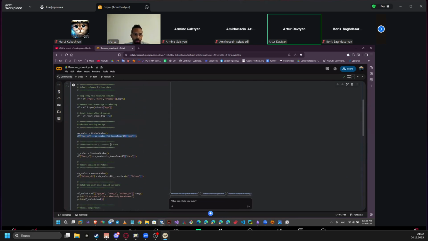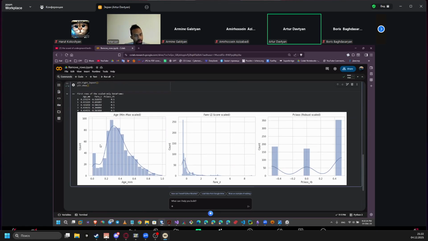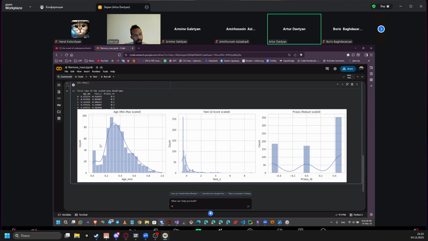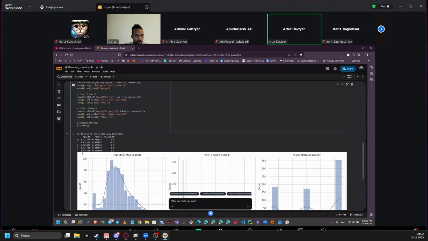MinMaxScaler fits the age column from the data frame. It's transforming the age column, so every value becomes a number in here, if we can see. So I guess it's either like 0 or 1.